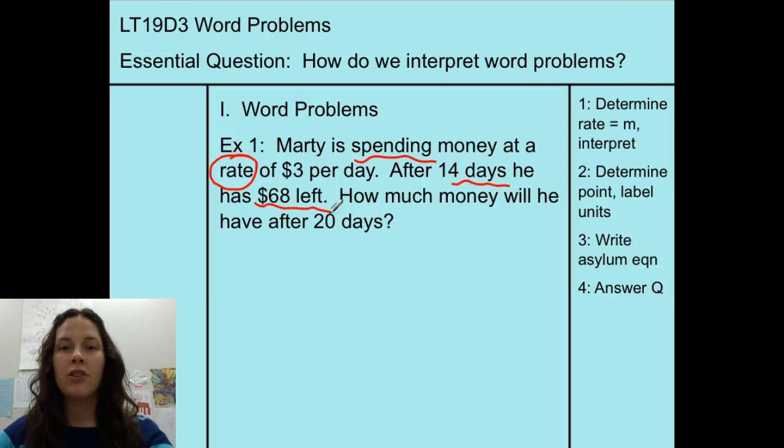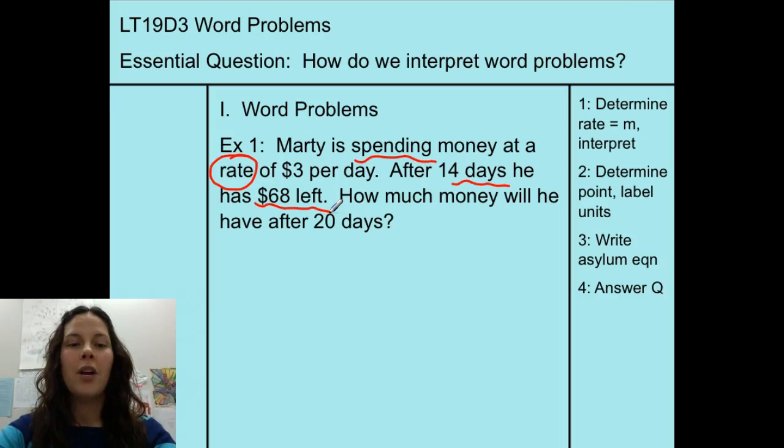And then we have a question, but before we can answer the question, we have to use the information we have to write an equation. So our first step is to determine the rate. Well, that keyword rate gave us some information. But before we saw the word rate, we had another keyword of spending. If you are spending money, it is going down. It's decreasing the amount of money that you have. So our rate or our slope is negative $3 per day.